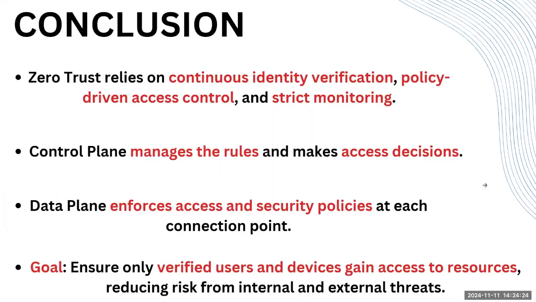Now, just to conclude everything and to summarize what we talked about in this session. We have the zero trust security model, and we have the traditional network security model. Zero trust, we said, relies on continuous identity verification. We are constantly authenticating each access attempt in our network and outside our network also. We are constantly verifying everything.